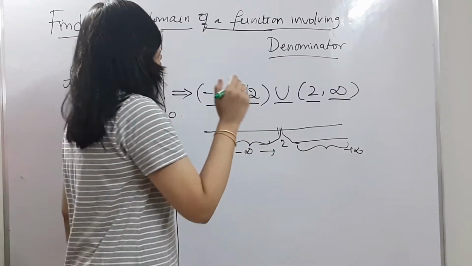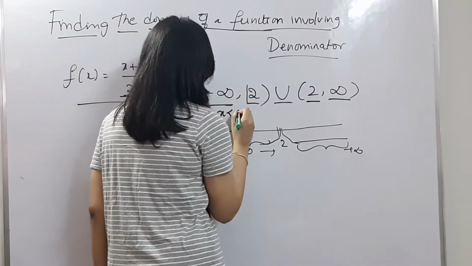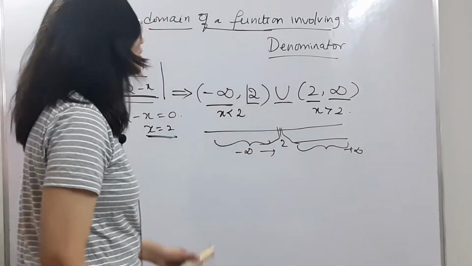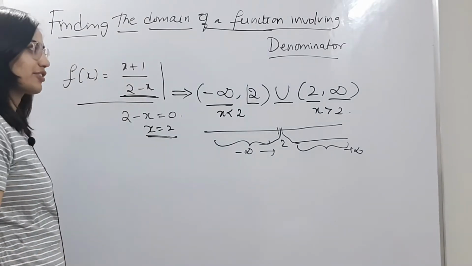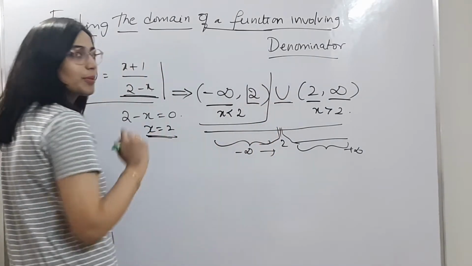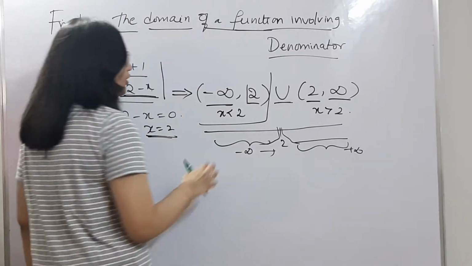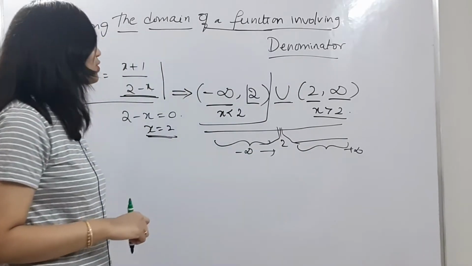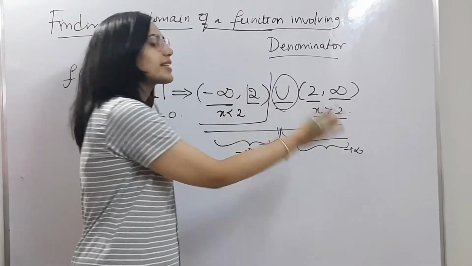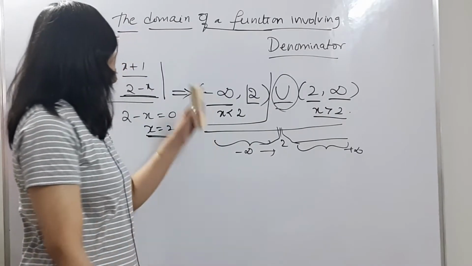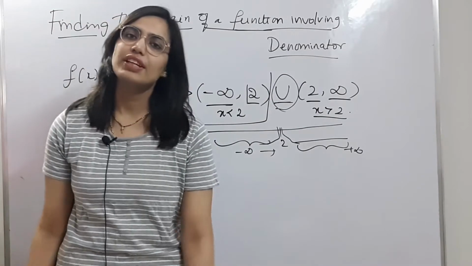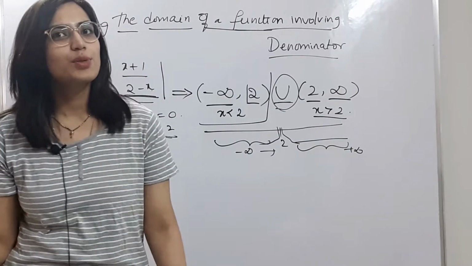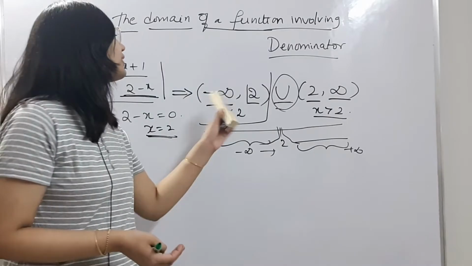Okay, so that means all the values that are less than 2 and all the values that are greater than 2 are acceptable to be the domain of this function. If you remember the interval notation from my previous video, this is x less than 2 and this is x greater than 2. So we are using union to combine these two sets. Okay. So this is how you find the domain of a function wherever you have a denominator. Pick up the denominator, equate it to 0, get the values where the denominator is equal to 0 and exclude them from the domain.